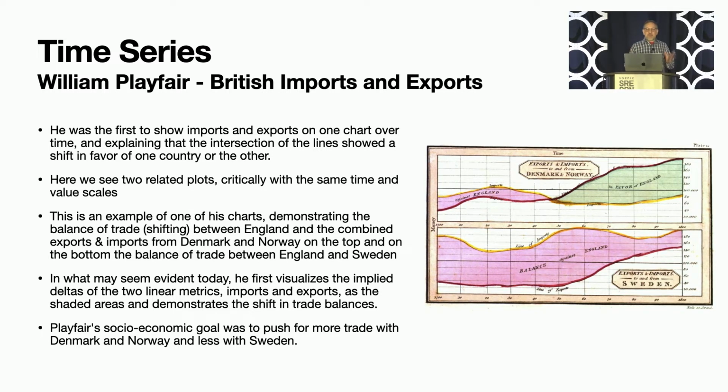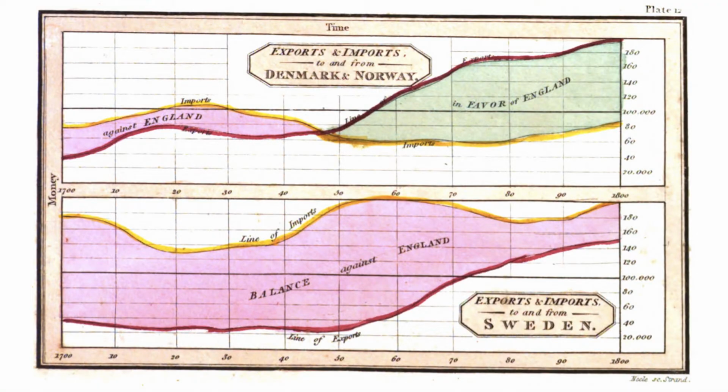And what may seem evident today is he's the first person to visually use this implied delta of the two metrics to show area and value between things, right? So that was another big one of his claims to fame at the time. So let's take a look at that chart. As you can see, we've got a time series on the bottom. They're the same scales on both the top and the bottom. And we'll see this is important to use whenever you're putting two charts together, just a bit later.